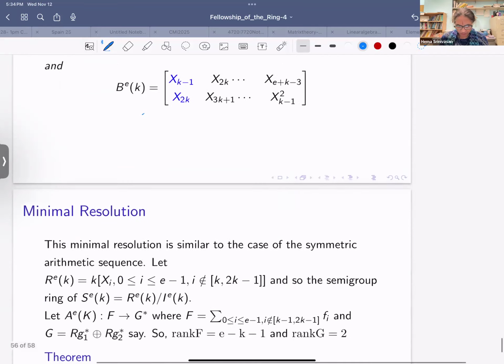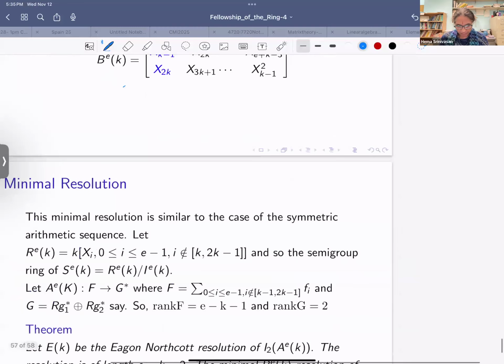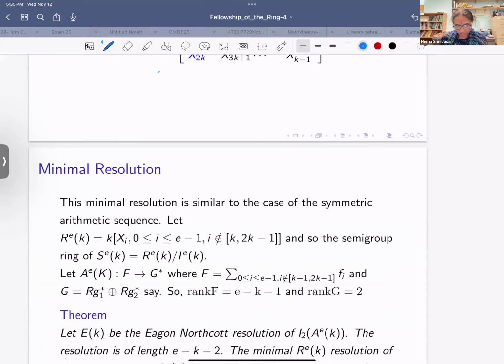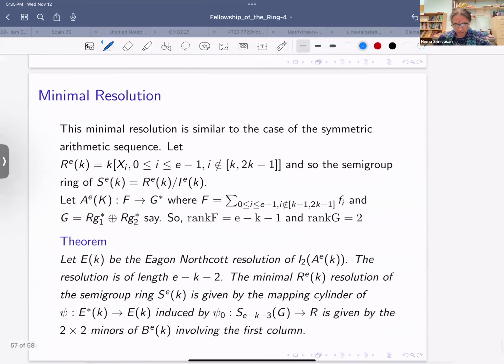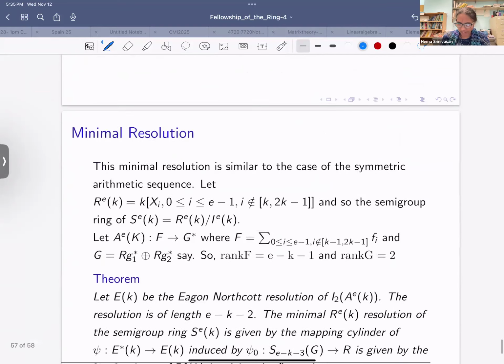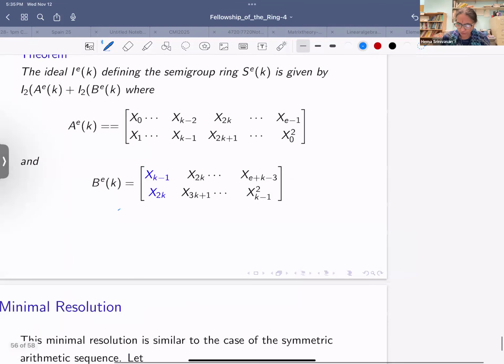And so I take the Eagon-Northcott resolution of this. So I put that in, and then I flip it. That's also true. So I take this Eagon-Northcott resolution of A, which will resolve I2 of A. And then I take the dual of it, which is also exact. And then I write this complex map of maps from E star to E.